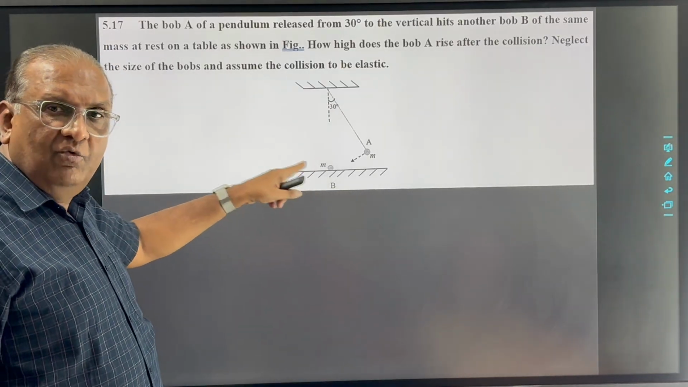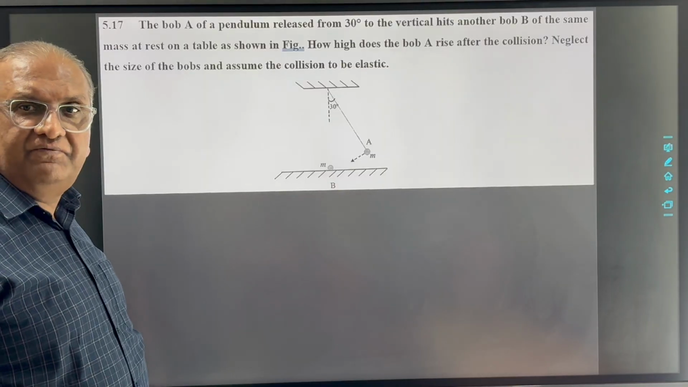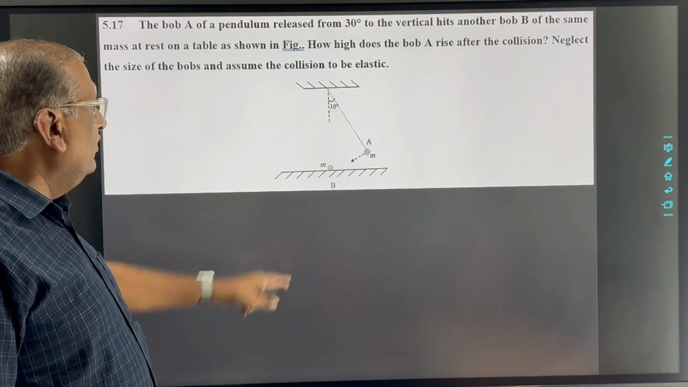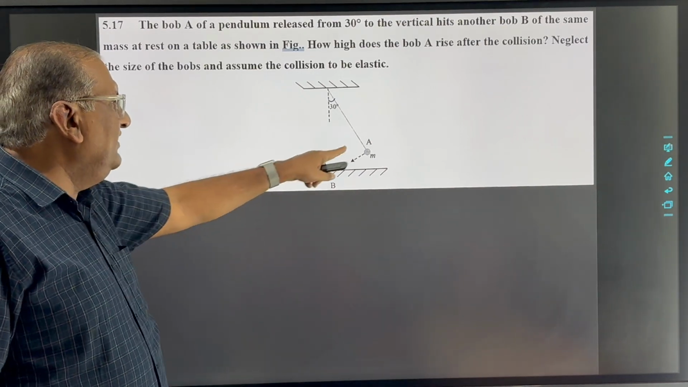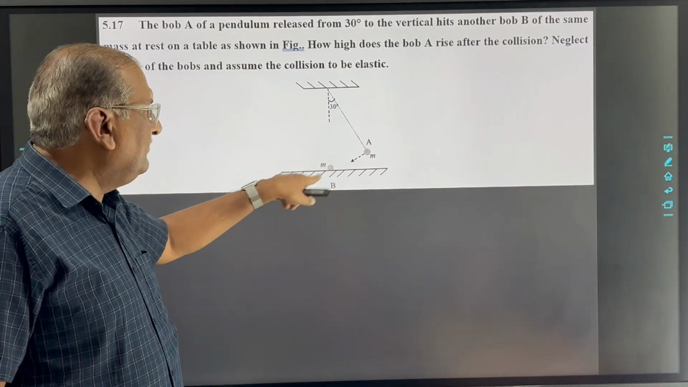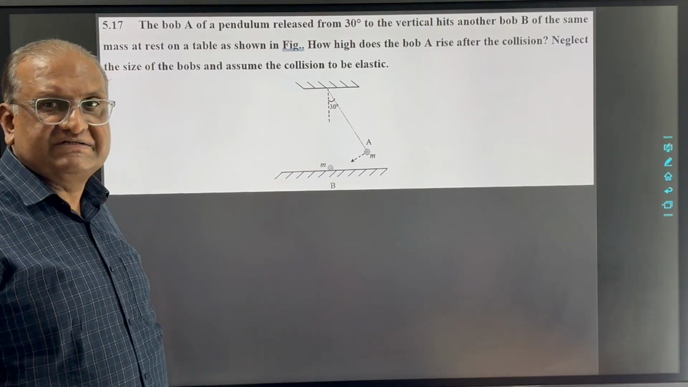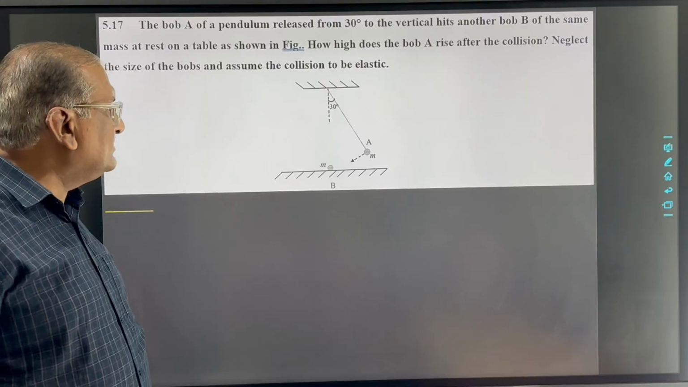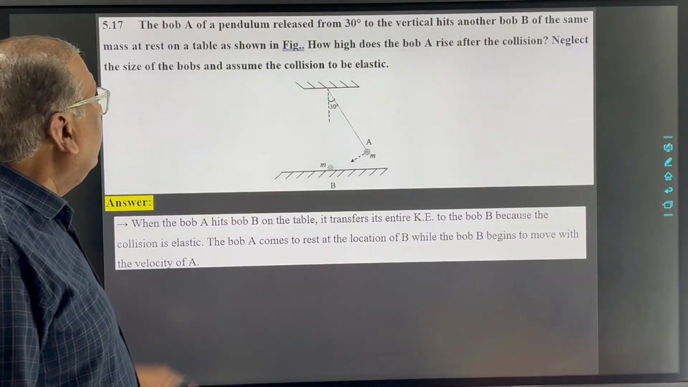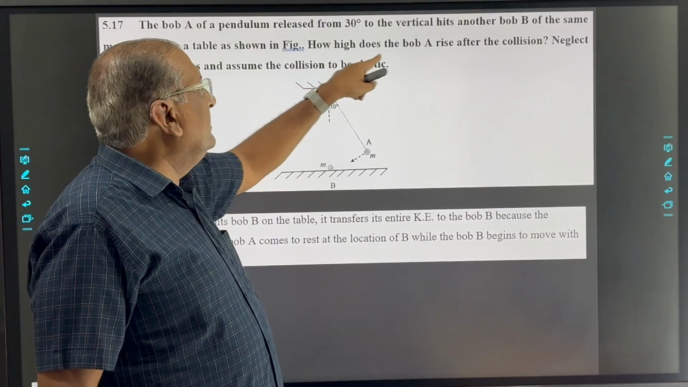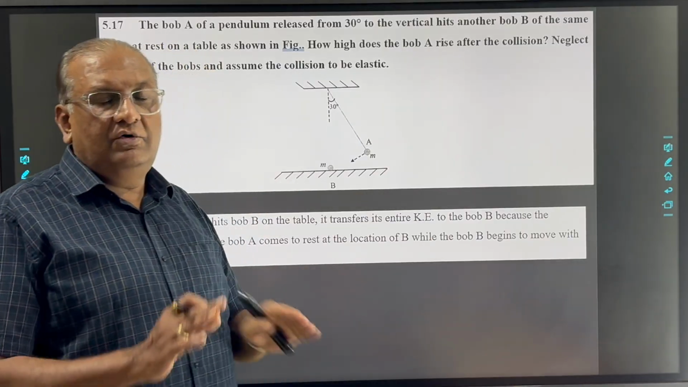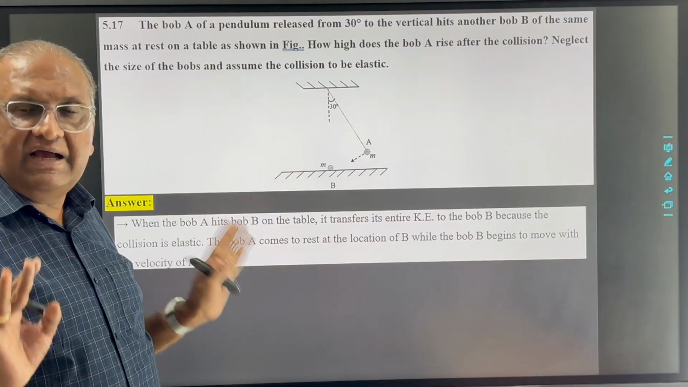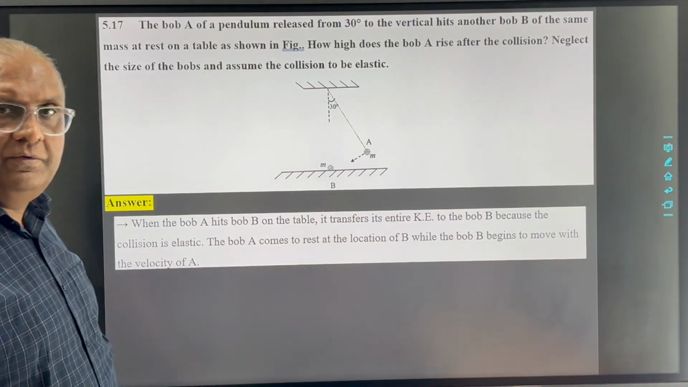And B will move with velocity of A. It implies that after collision, B will move with velocity of A and A becomes stationary at the position of B. So when A becomes stationary, the question is how high does the bob A rise? So bob A will not rise to any height. Clear to all of you?